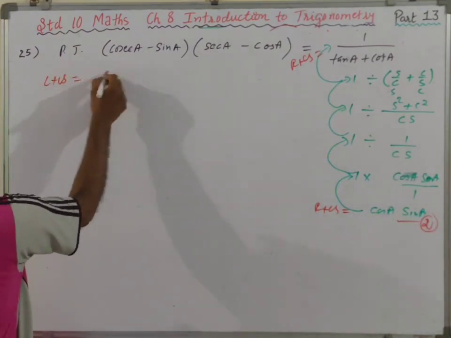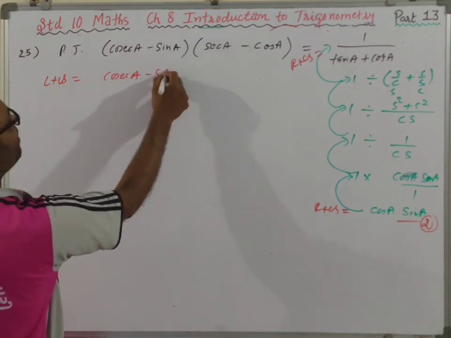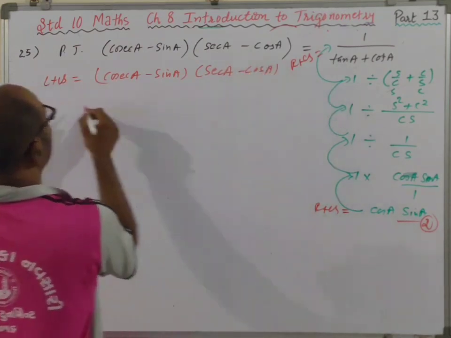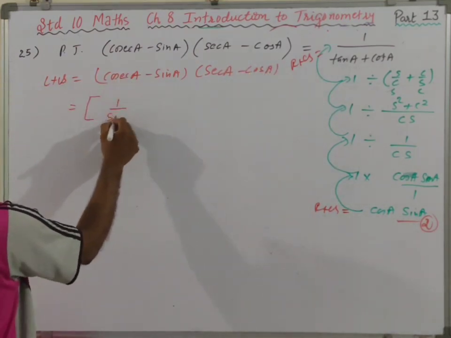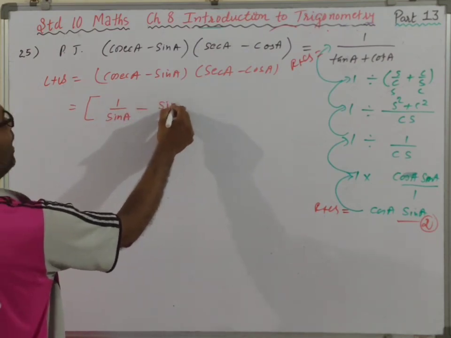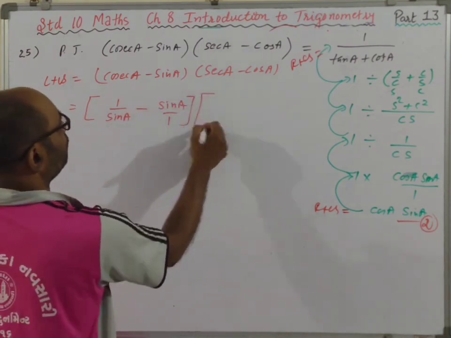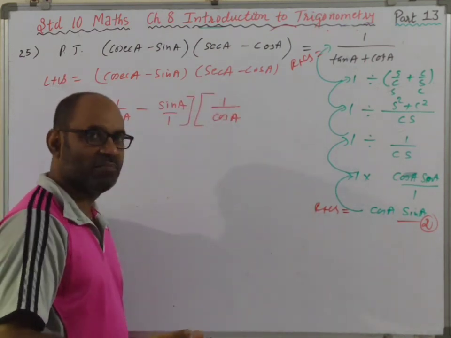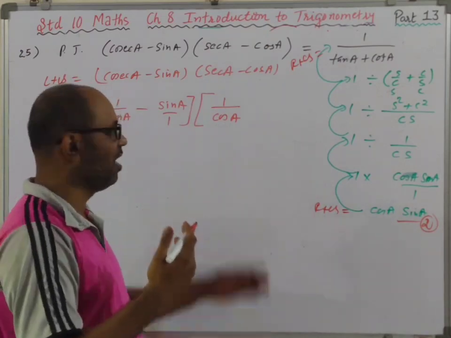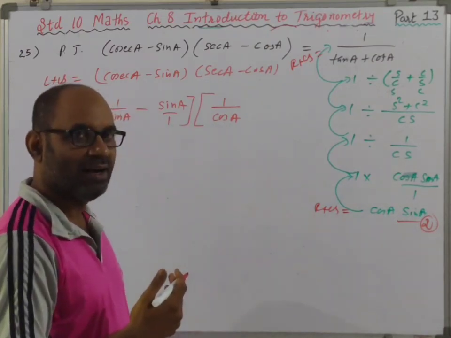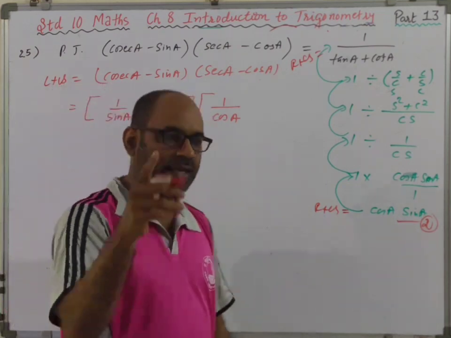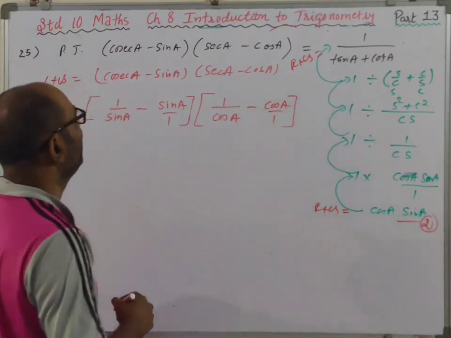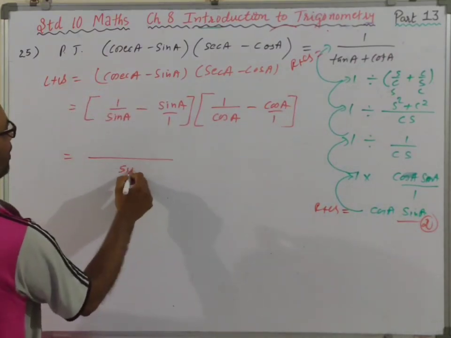So left hand side cosec A minus sin A into sec A minus cos A. Okay, this is 1 upon sin A, interrelationship, minus sin A upon 1 into another bracket. Sec A is 1 upon cos A, interrelationship. Now we have done more than 20 sums, so I hope you know all this well. All right, children. Minus cos A upon 1. All right, let's take the LCM, that is sin A.